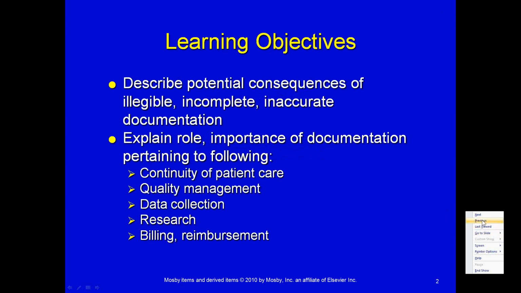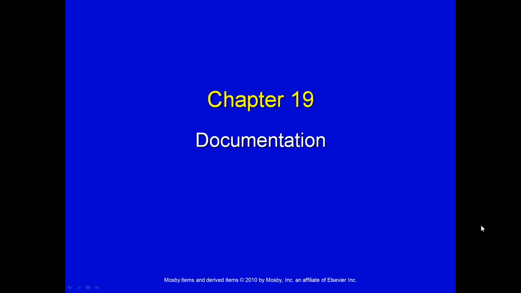Well, we're moving right along here. We're in chapter 19, which deals with documentation. And what we hope to get accomplished in this particular chapter is to describe the potential consequences of illegible, incomplete, inaccurate documentation. Explain the role and the importance of documentation pertaining to the following: the continuity of patient care, quality management, data collection, research, billing and reimbursement.